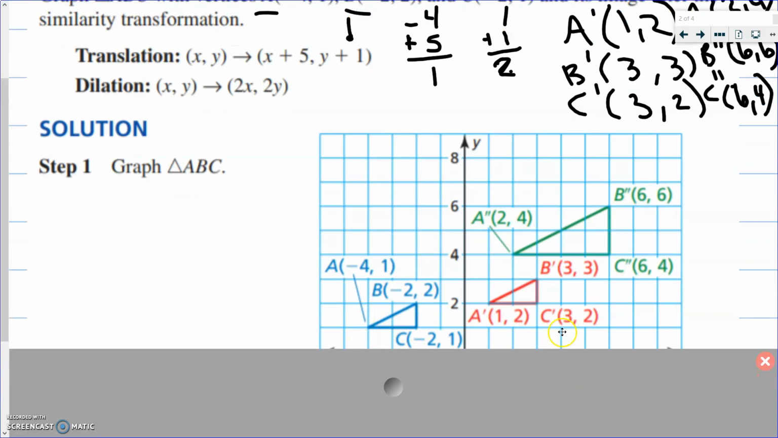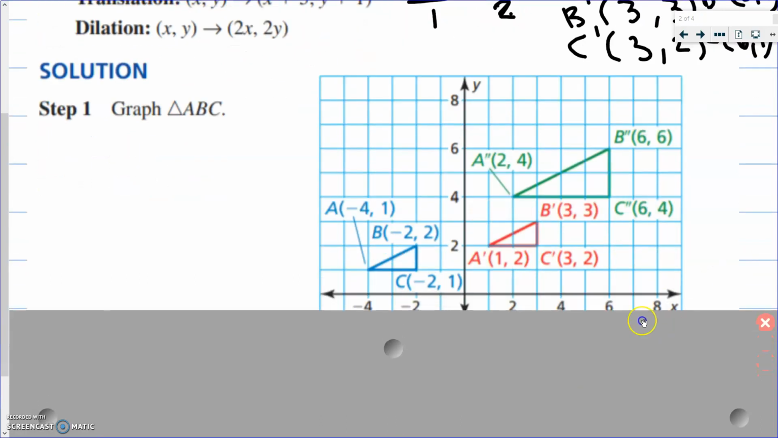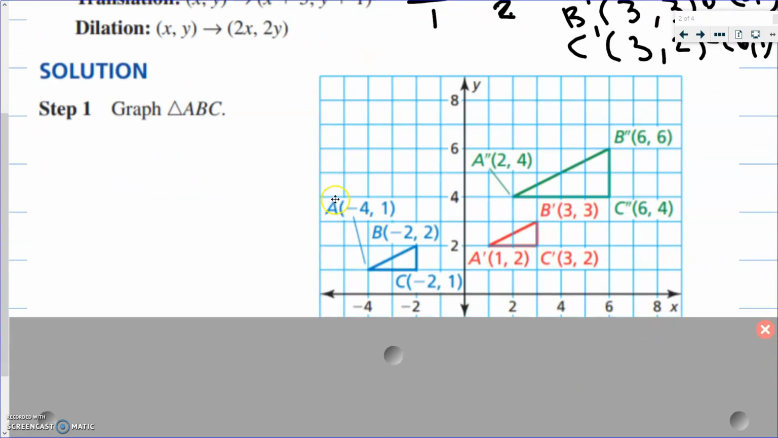So how do I know which one's our starting triangle? I look at the points. A, there's no prime here. Here's A prime, that's our first move. Here, double prime, that's our second one, so I know this is our starting point. And we started off at negative 4, 1, negative 2, 2, and negative 2, 1.